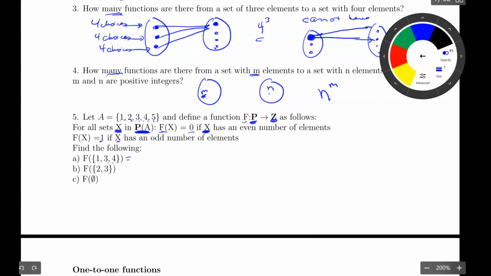So this is an element in the power set of A because it's a set of subsets. So since there's an odd number of elements, I get 1 out of here. All right. So here I have a subset 2, 3. Since there's an even number of elements, I get the number 0 from the function. And here I have the null set, which is in the power set of A. How many elements are there? 0. And we know 0 is an even number, so that means I get 0.